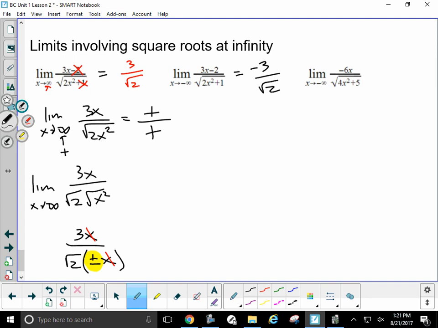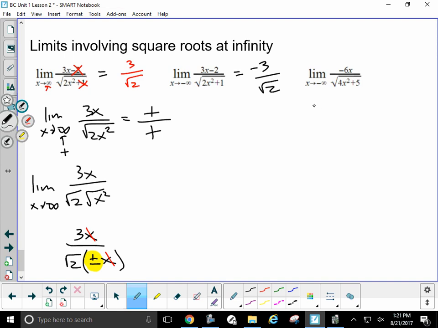Now, very important. The square root of 4 is just 2. Okay? The square root of 4 is not plus or minus 2. The square root of 4 is 2. You can only take square roots of positive numbers and you get positive numbers. Only when we have the square root of x squared do we have this plus or minus.